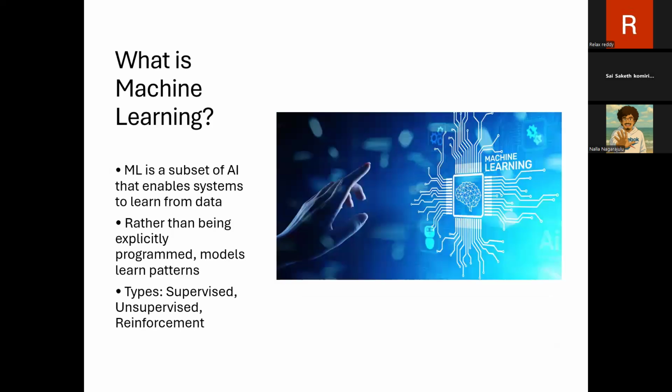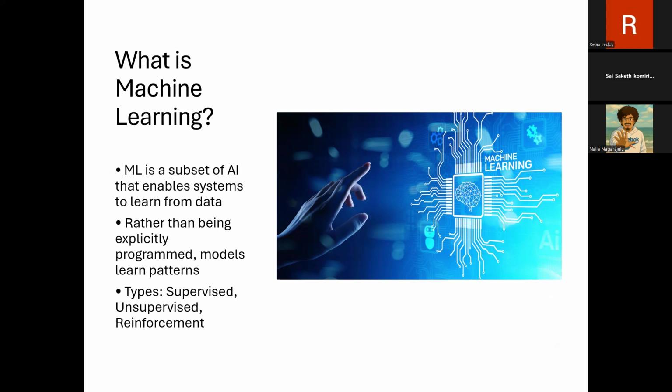Now let's talk about what is machine learning. Machine learning is a method in AI where systems learn from data instead of being explicitly programmed. Imagine teaching a child what a cat is by showing them many pictures. Eventually, they will start to recognize cats on their own. ML works in the same way.